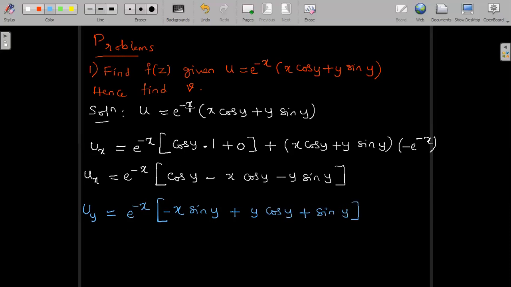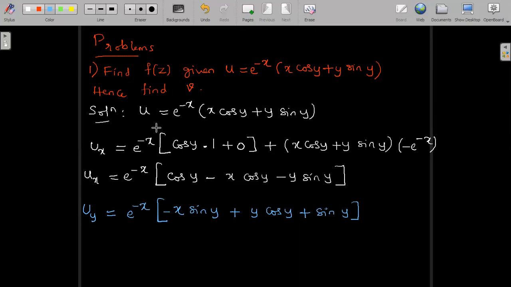So we are applying the product rule. e power minus x we have kept as it is because with respect to y, when we want to differentiate, this is a constant. So keeping the e power minus x term as it is, we are differentiating only the bracket term. So in that again, x is a constant, writing x as it is. Differentiation of cos y is minus sin y, plus y sin y we have to differentiate applying the product rule. So y into cos y, differentiation of sin y is cos y, plus sin y into 1. So this is the expression for uy.